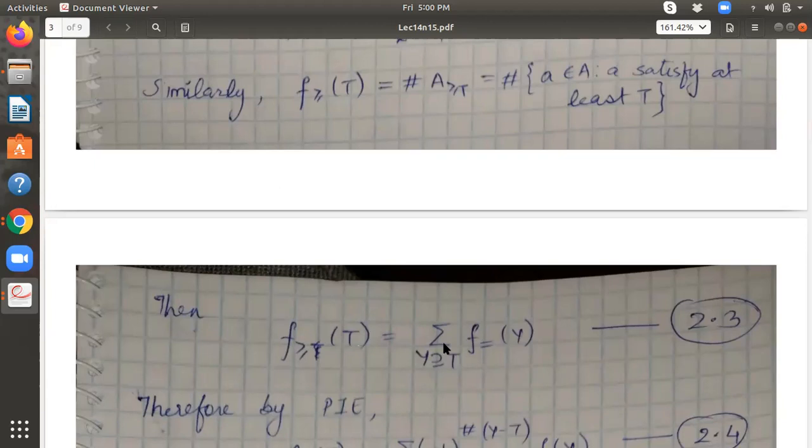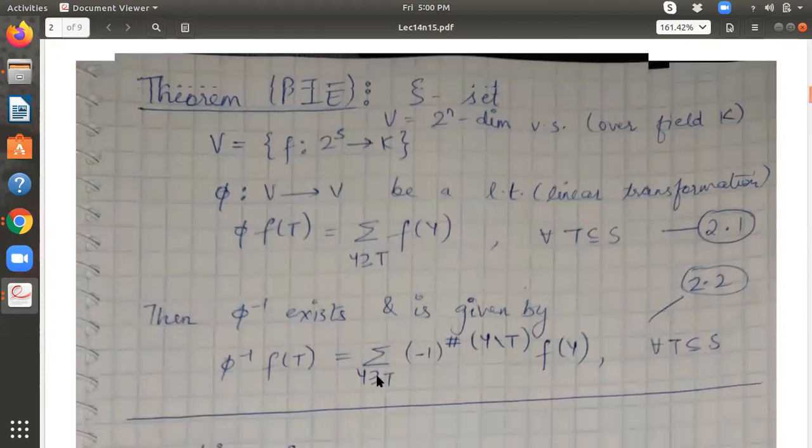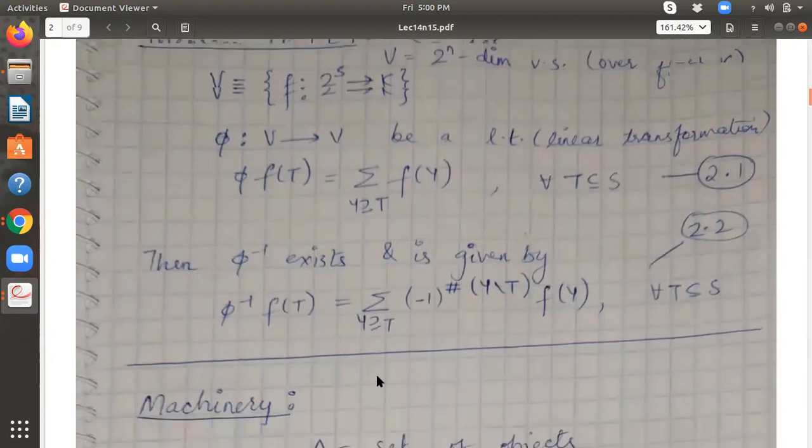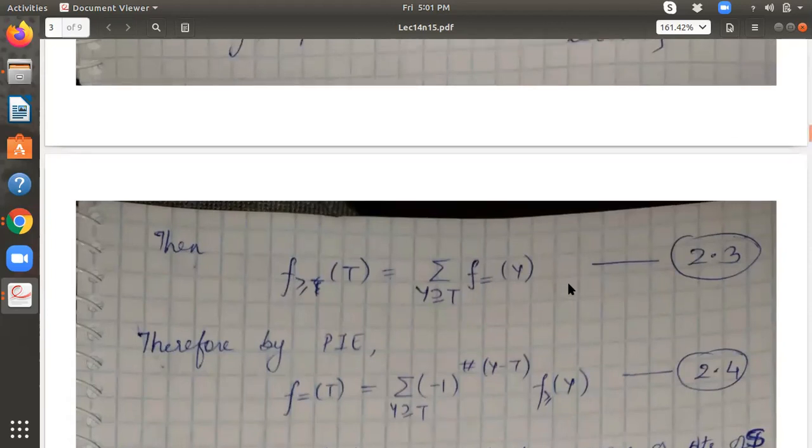Before that, let's do some more work. So once you have this format, now can we compare this with this? What does the principle of inclusion exclusion tell me? That this particular function here can be represented in terms of this using this signed format. If you have pen and paper, it might be better if you write these equations 2.3 and 2.4 somewhere, because we'll keep referring to these. Or otherwise, I'll just scroll up and down.